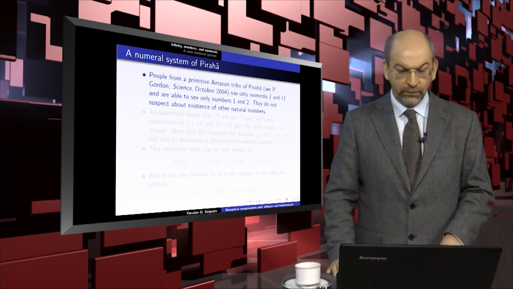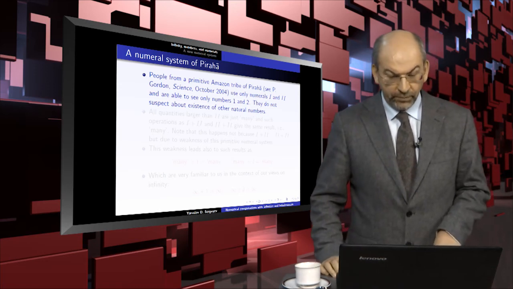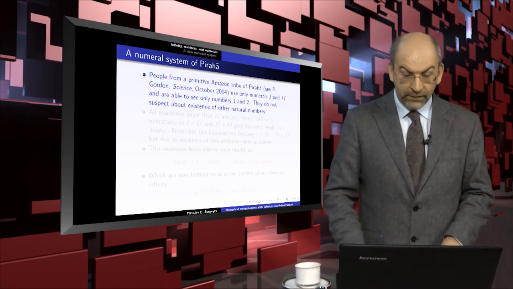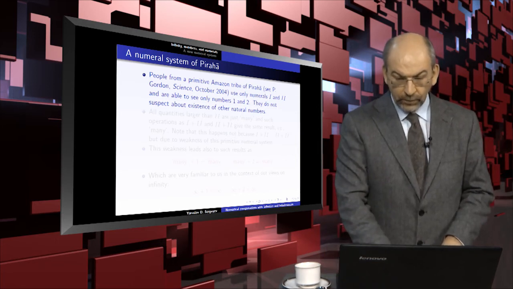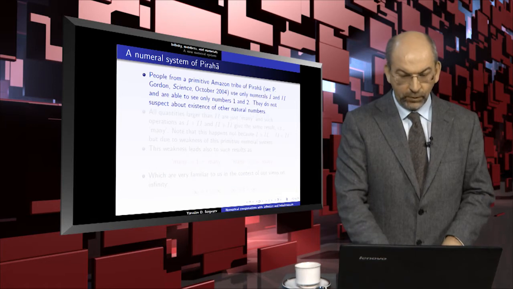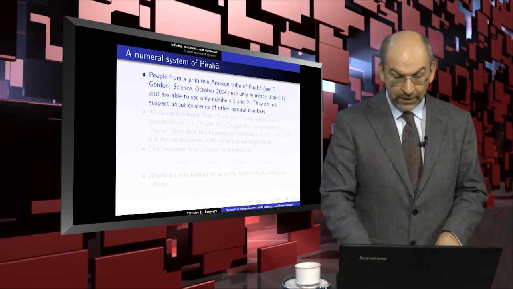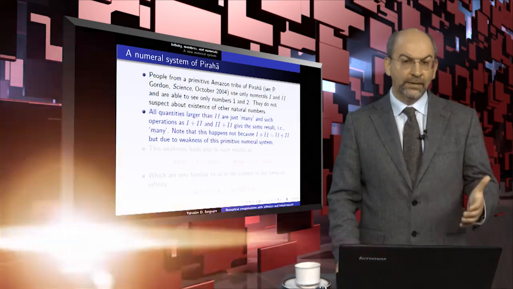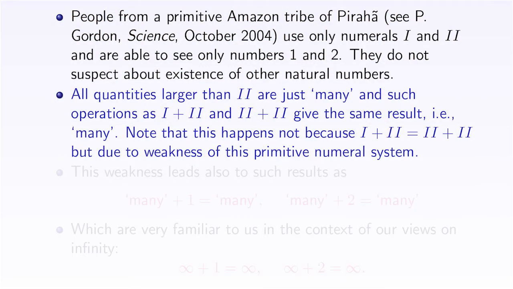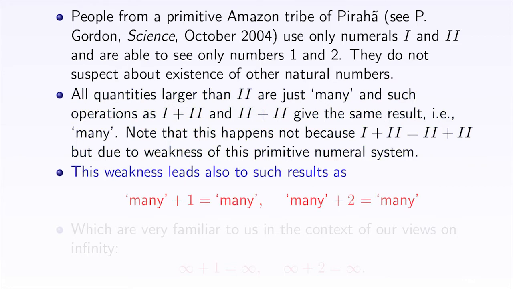For example, in Science, in October of 2004, a primitive Amazonian tribe, the Piraha, was described. They use only this numeral and this numeral, 2 strokes and 1 stroke, to express numbers 1 and 2. And for them, all other quantities are just many. So 1 plus 2 and 2 plus 2 give the same result, many. Obviously, this happens not because they are unintelligent, but because the system is too weak. And in fact, they have also this very interesting property for us.